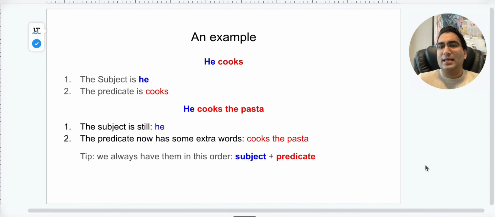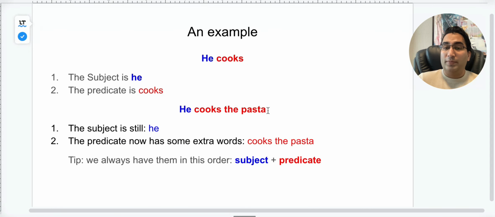Now, when we say something like "he cooks," the subject here is "he." Subject is always the person, okay, the main character. So subject is "he." The predicate, guys, in this case is "cooks." Now, what is the subject doing? What is this guy or this man doing? He is cooking, right? He cooks. So the action that is being done by the subject is called the predicate, okay? Now, if you look at the next sentence, "he cooks the pasta."